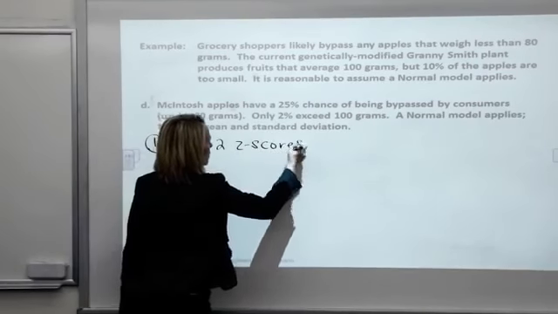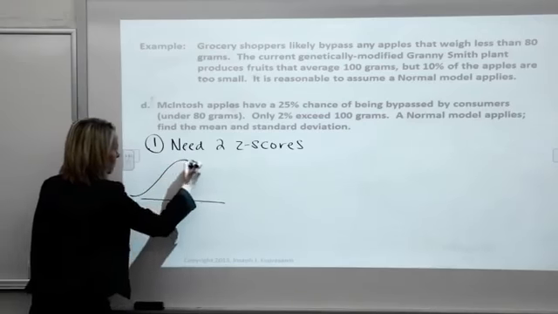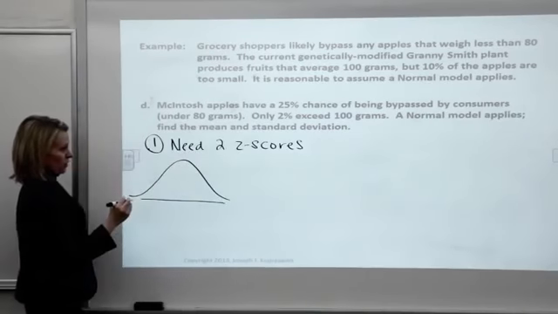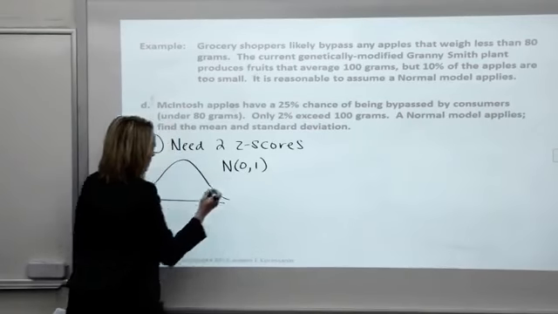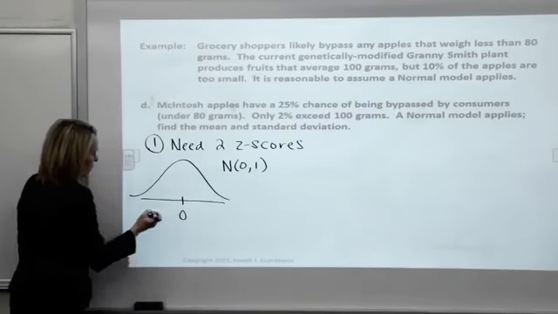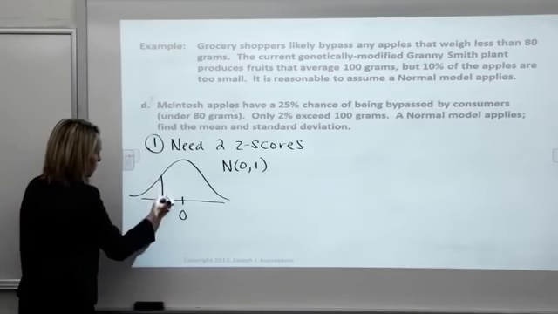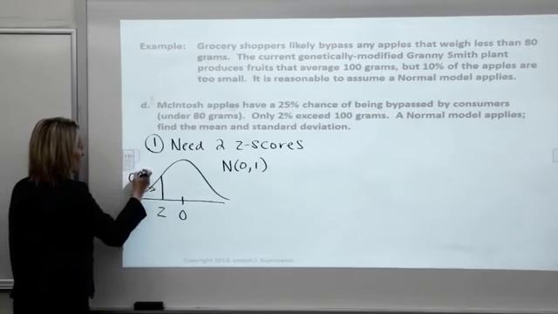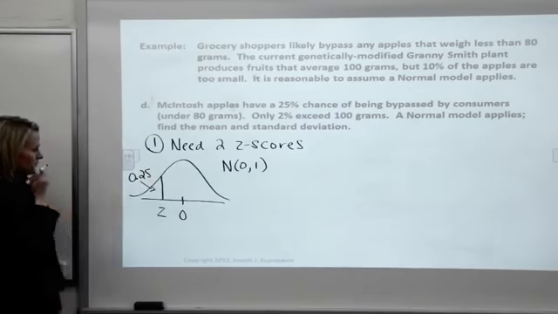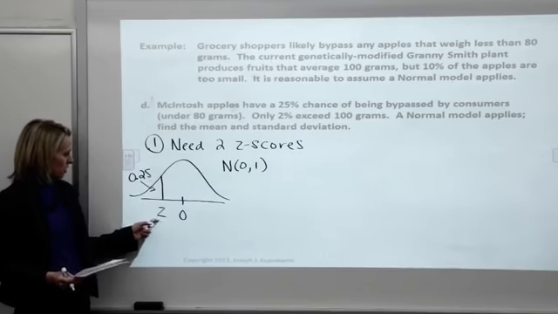So draw yourself two pictures here. First one is the small apples. I need a z-score, so I'm going to still stick with the standard normal model. The small apples are down here. There's a 25% chance of being bypassed. So this area this time is 0.25. 25% of them are too small, so I need to figure out what z-score that goes with.